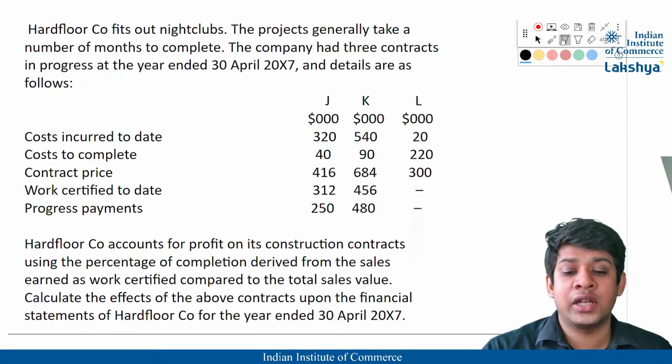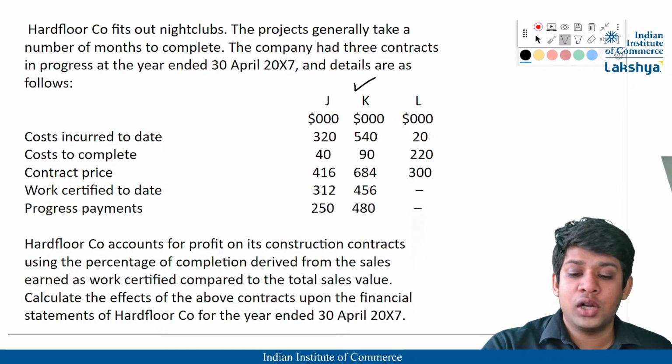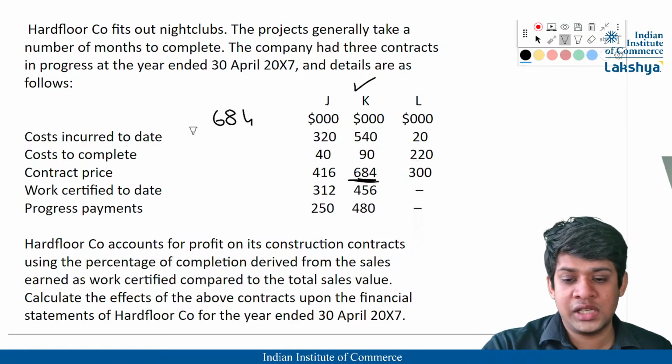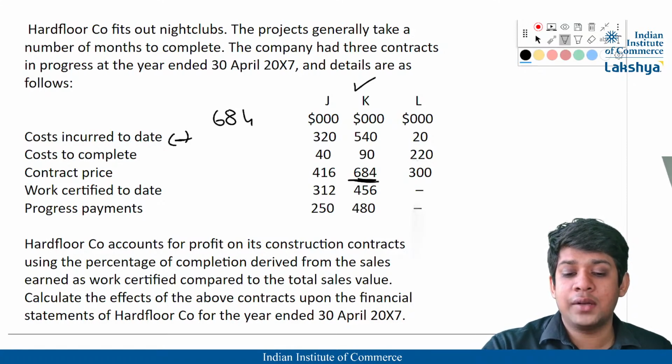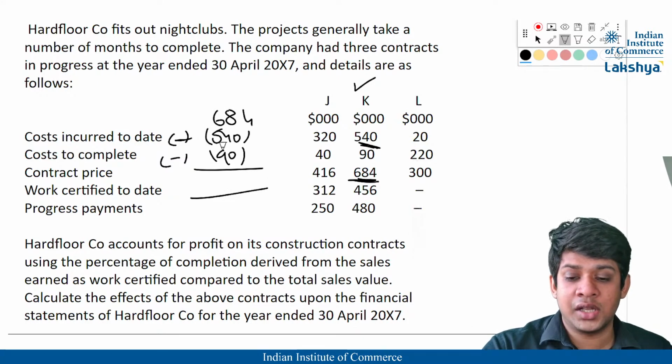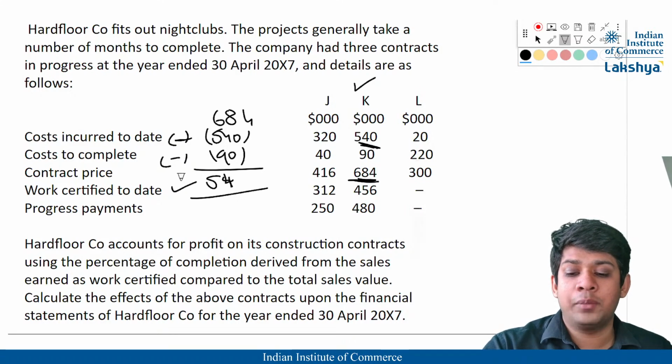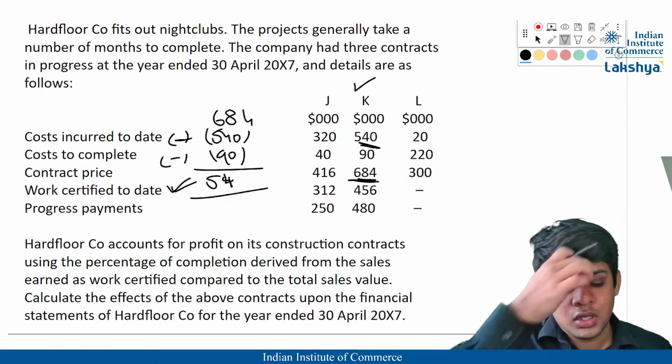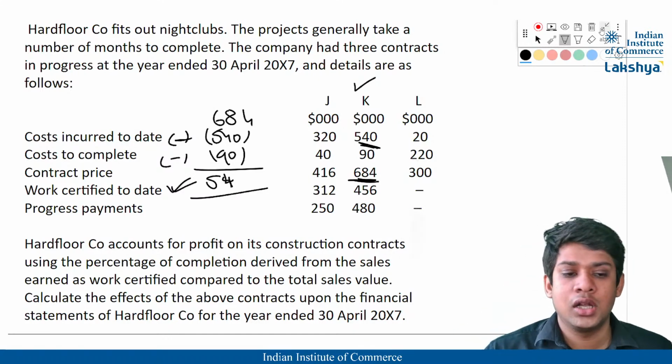So the expected outcome is profitable for J. Now we'll check step 1 for K. For K, guys, the contract price is 684. That means in total I'm going to receive 684. From that, I will subtract the costs incurred to date, 540, and the cost that will be incurred in the future to complete the project, 90. That will make it 630. So 684 minus 630, 54 is the profit here. And obviously since 54 is the profit here, we can consider that yes, our contract is profitable.